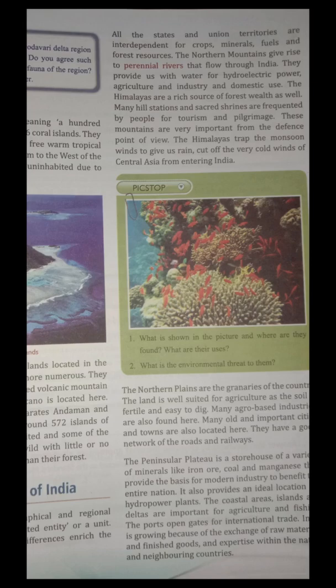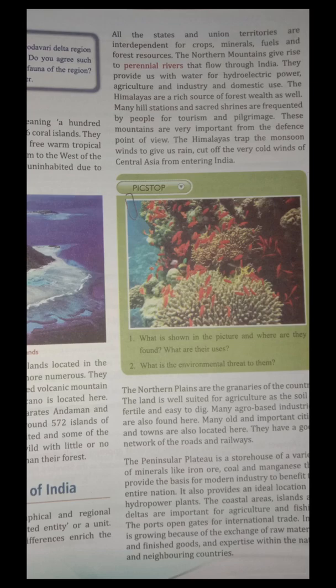So the northern plain is called the granary of the country, as the land of the plain is very fertile, and it is very good for agriculture. Many agro-based industries are also found here, and some of the oldest cities of India are located here, and it has a very good network of roads and railways.